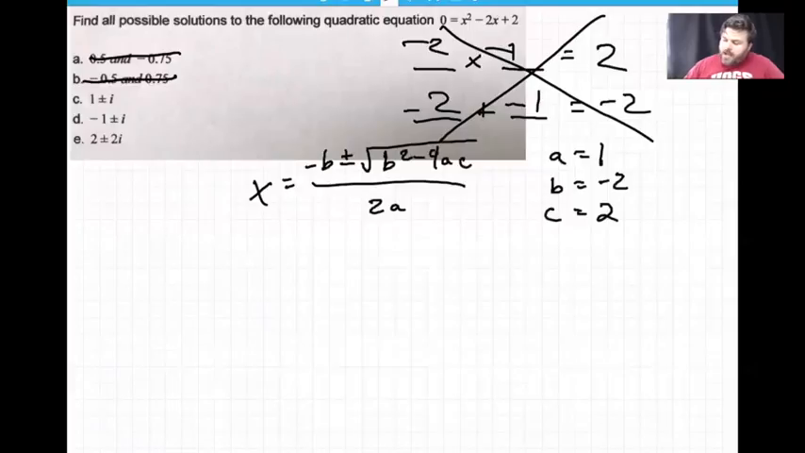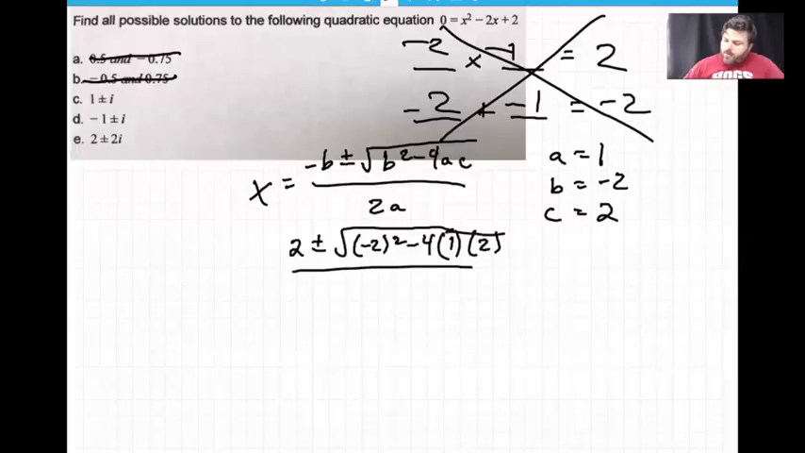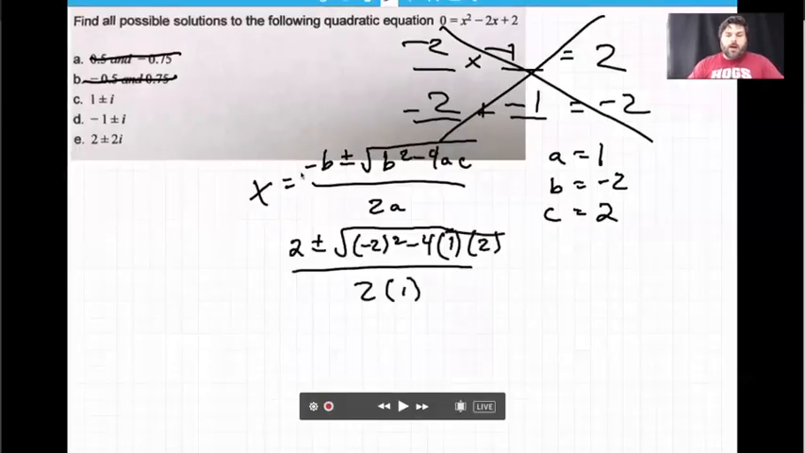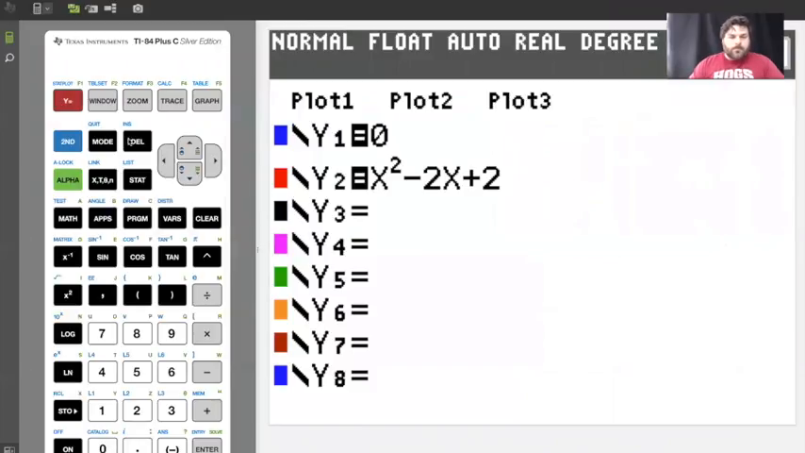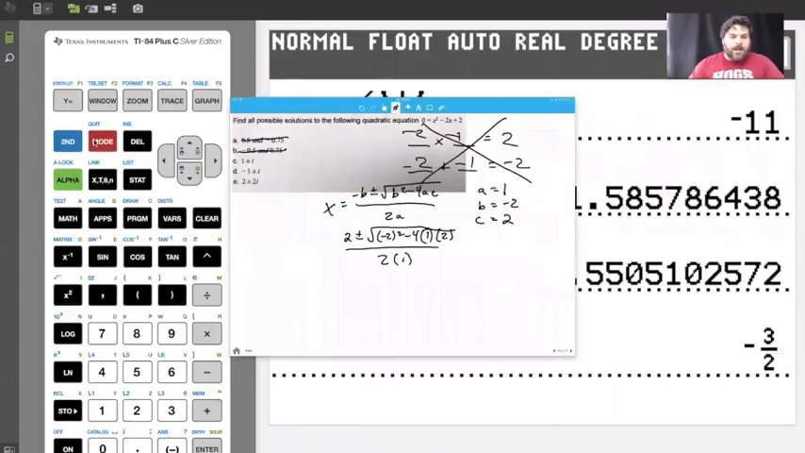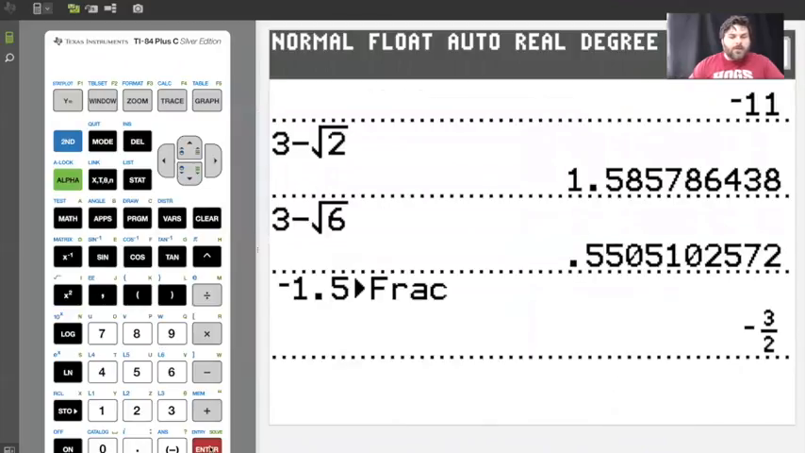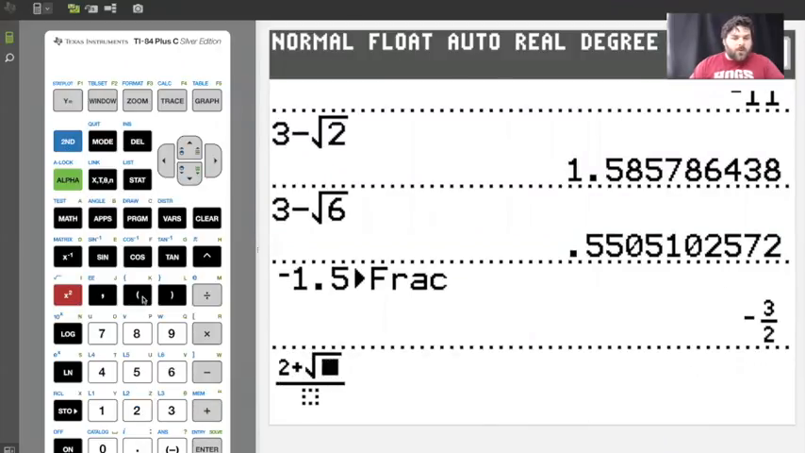All right, so negative b. Well, b is negative 2, right? Negative b would be positive 2. Plus or minus the square root of negative 2 squared minus 4 times a, 1, times c, 2, all over 2 times 1. All right, I'm going to use my graphing calculator here. I'm going to go to second quit. I'm going to type this in. So make a fraction, alpha y equals, enter. Negative b, so 2. I'll do the plus version first. Square root of negative 2 in parentheses. You don't put parentheses there, it'll mess it up.